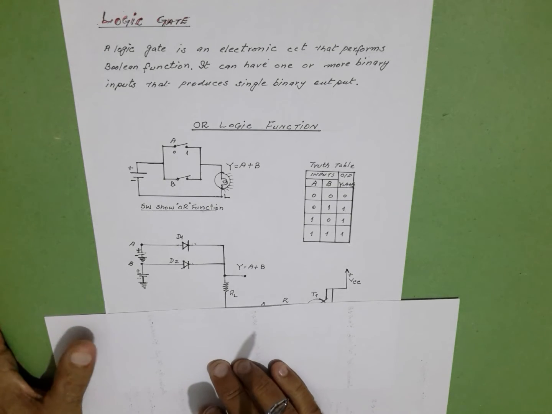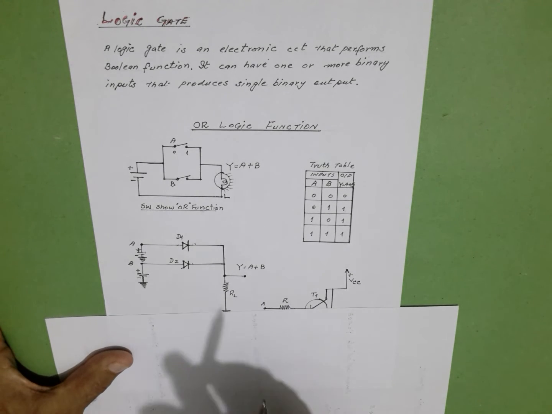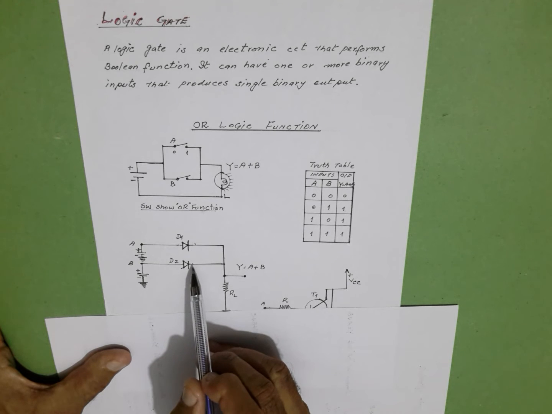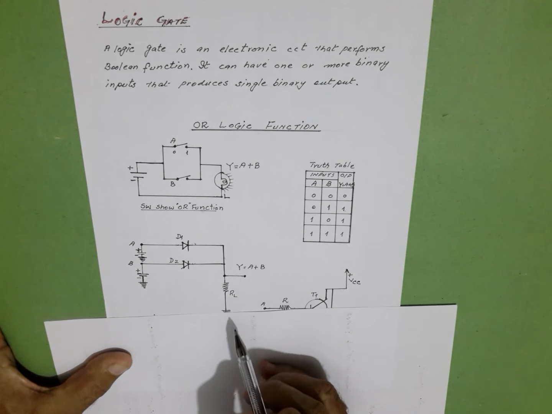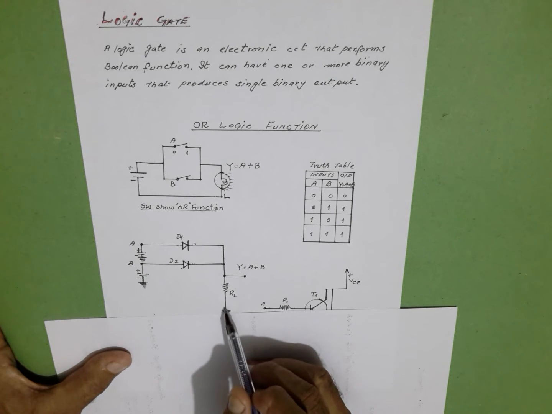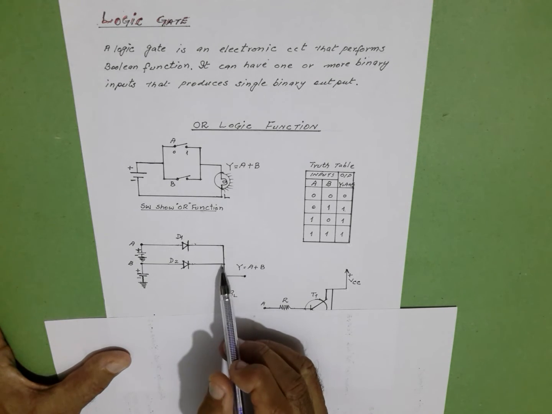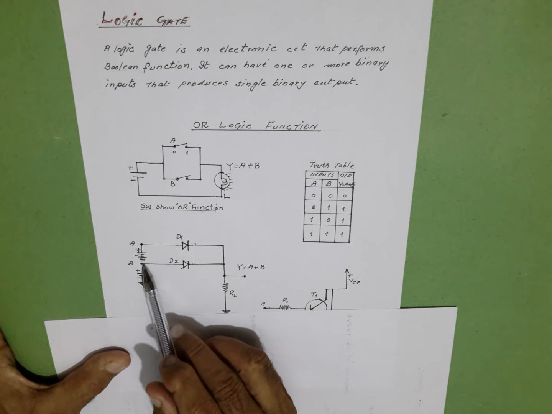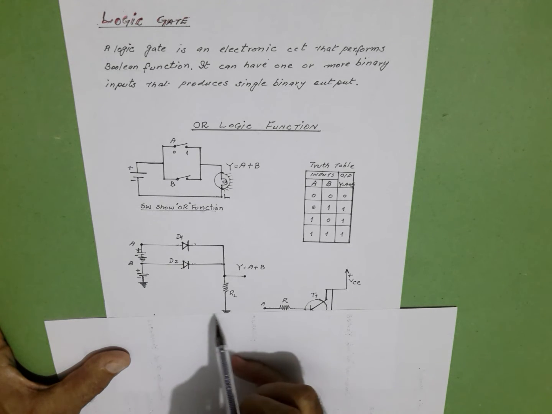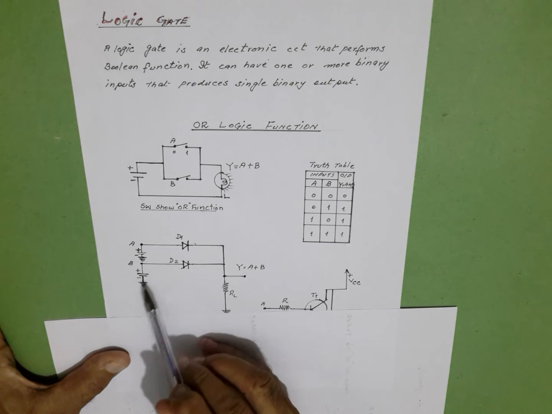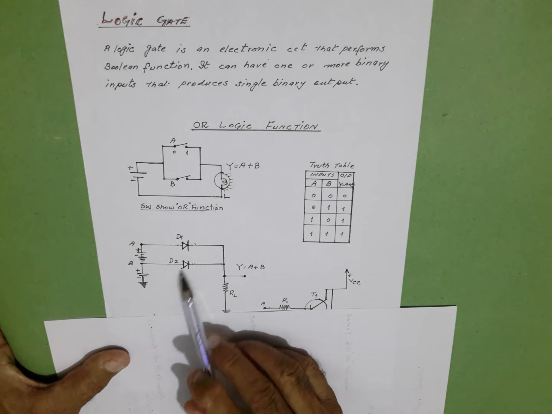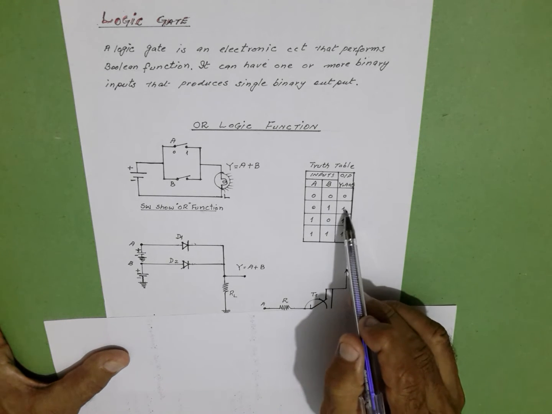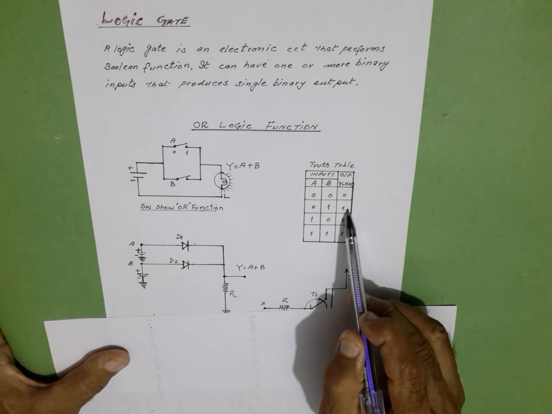For the second combination, when B is forward biased, we are applying logic 1 voltage at the cathode. This is forward biased. Now the current starts to flow from ground through RL through the conducting diode to the positive terminal to ground. The circuit is complete and we get output voltage here. For the second combination, when B is forward biased, we get logic 1 voltage in the output.